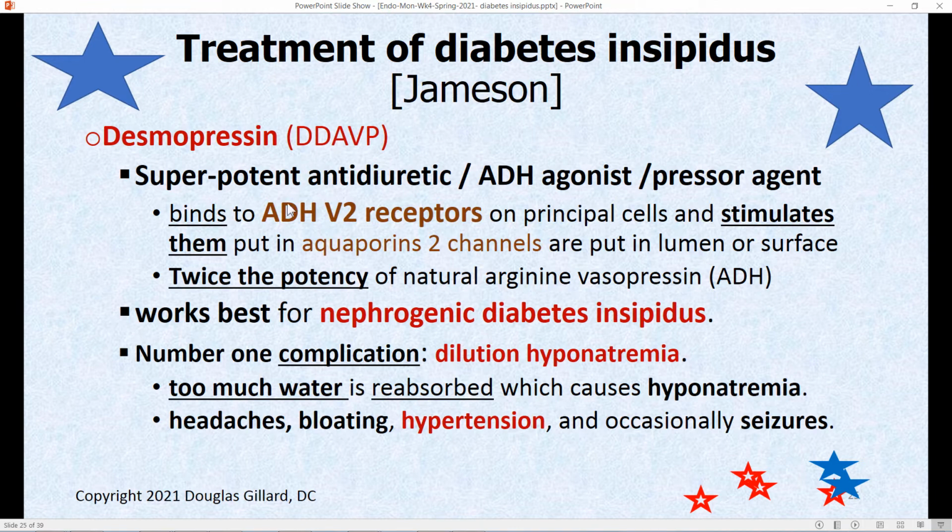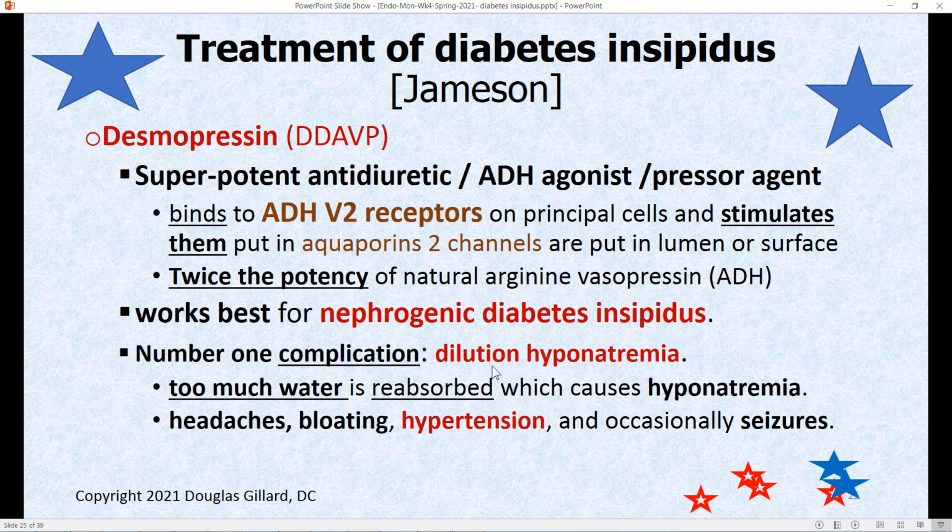How does desmopressin work? It binds to ADH V2 receptors on the principal cell basolateral surface, and it acts just like ADH does. It stimulates them, through the central dogma, to create aquaporin 2 channels, and we know how that works. They're put in the luminal surface and water comes flying out of the filtrate. This desmopressin is twice as potent as natural ADH is. This obviously would work best for nephrogenic diabetes insipidus.